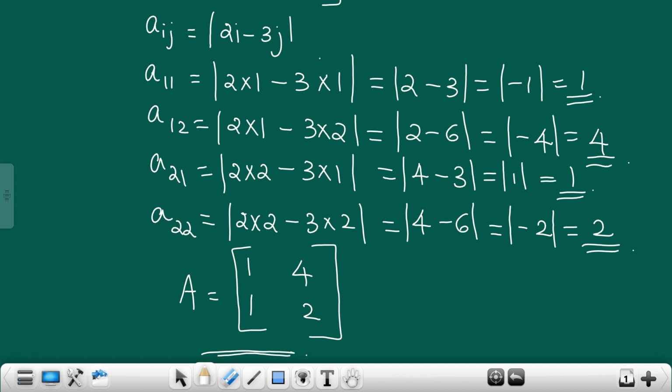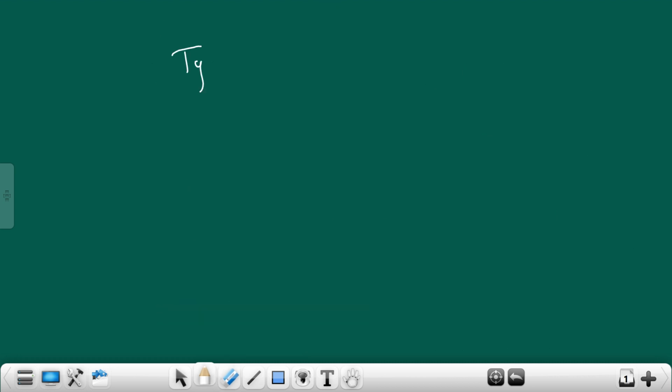Next, we move on. Types of matrices. In this section, we discuss certain types of matrices based on their order and elements. First one, column matrix.